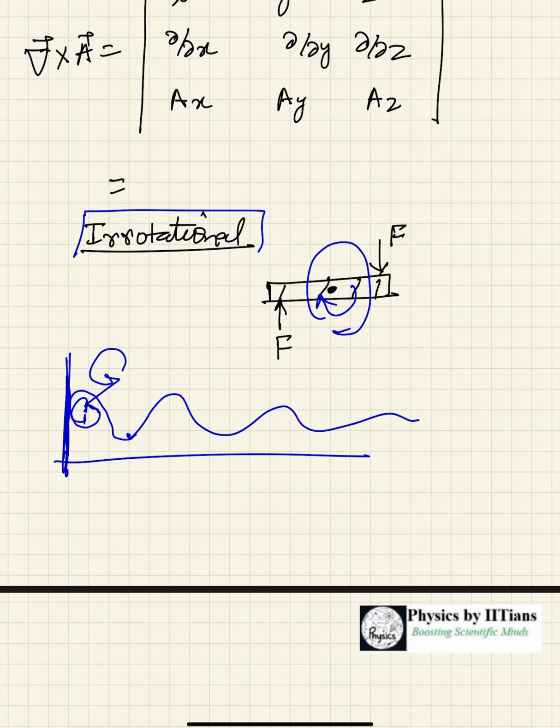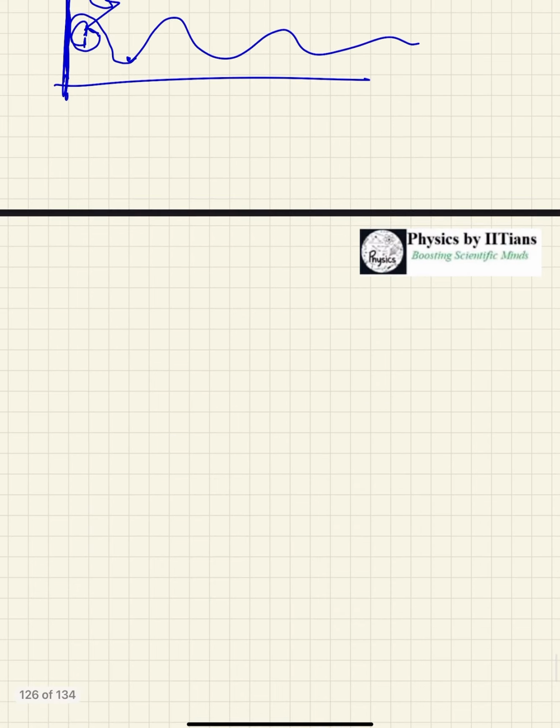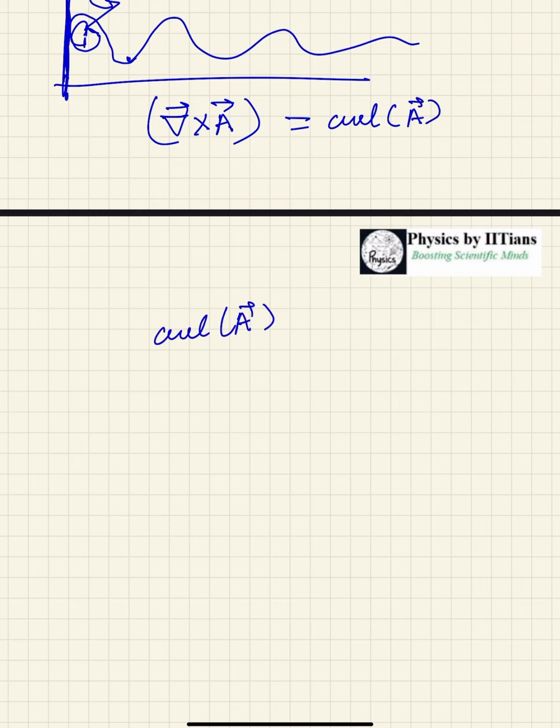So if you have a vector field, how will you say that a particular field has a tendency to rotate or does not have a tendency to rotate? This property we can define using the curl of the vector field. So we find the curl of the vector, curl of A. And if this curl comes out to be 0, that means your vector A is irrotational. It is not rotating.